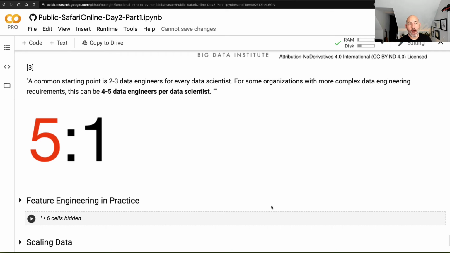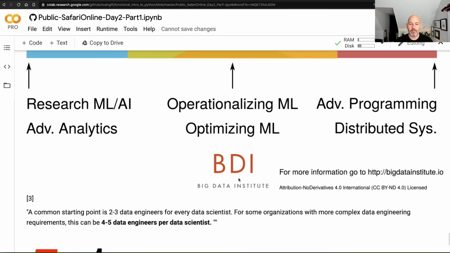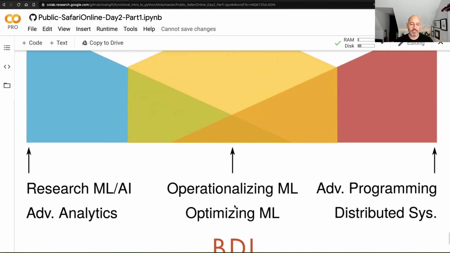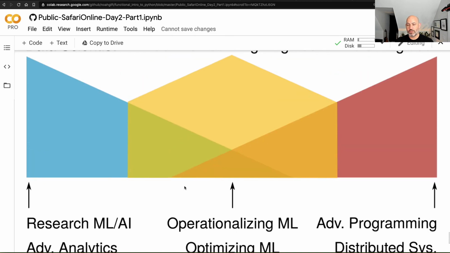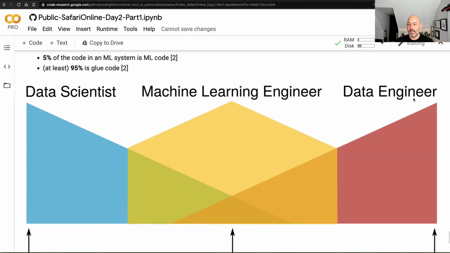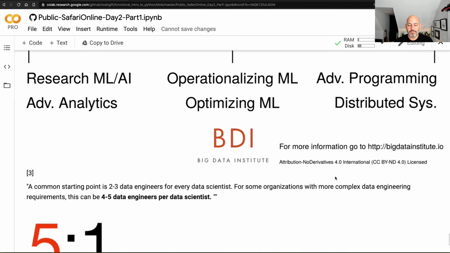So you can see why, even though people are called data scientists, the word is a little bit of a bad word, because most of the work is not data science. And so I think it's better to be somebody that can do all those things. In my opinion, it's important to be able to do research, operationalize, and do distributed computing. So do data science, machine learning, and data engineering, I think is a much more complete skill set.